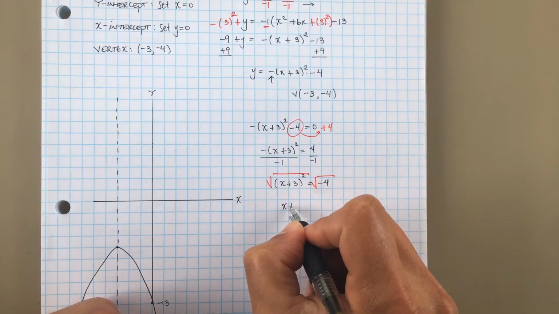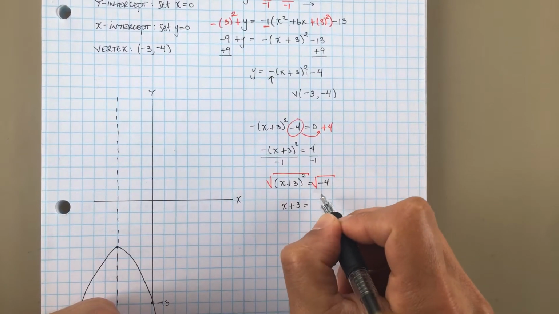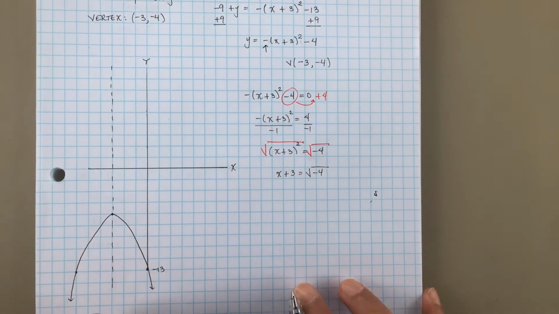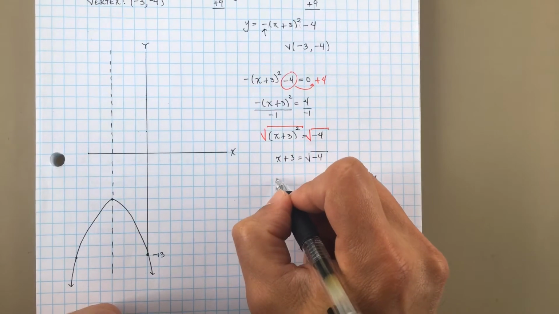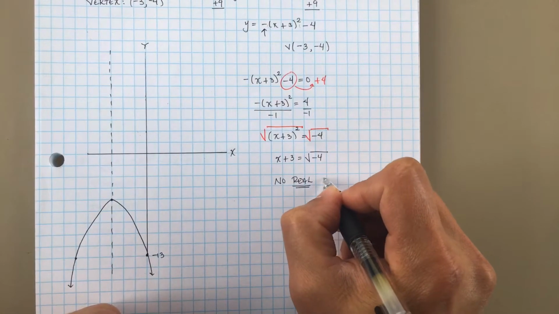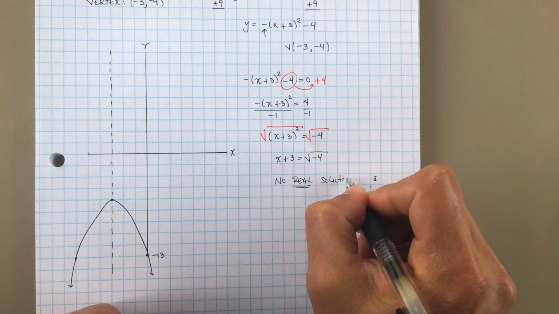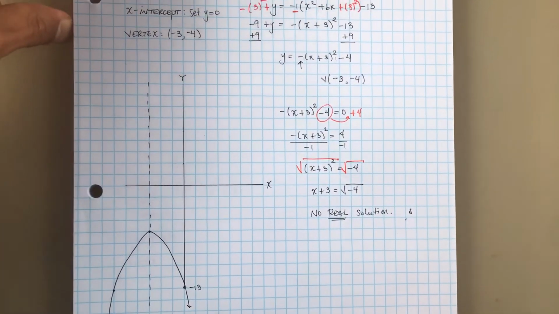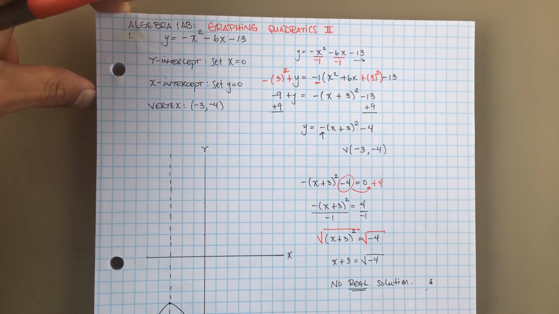So you're going to be left with x plus 3. And the square root of negative 4, well, you can't do that, can you? No se puede tomar la raíz cuadrada del negativo. So this guy is no real solution. There is a solution, but they're called imaginary. But in Algebra 1, we don't talk about those. We'll be dealing with those in Algebra 2. And that's it. Y eso es todo.